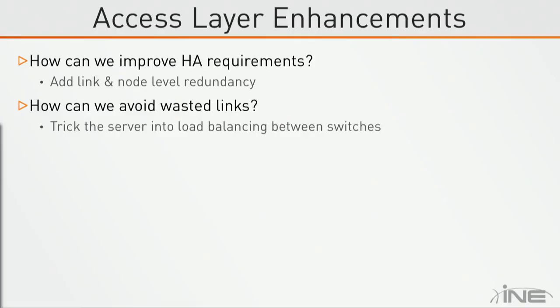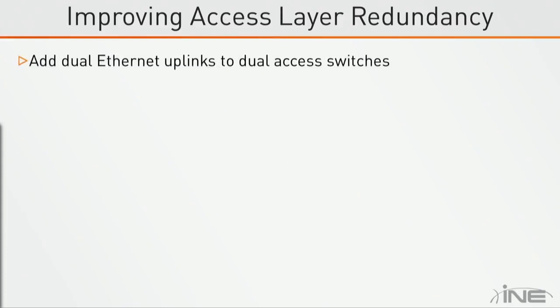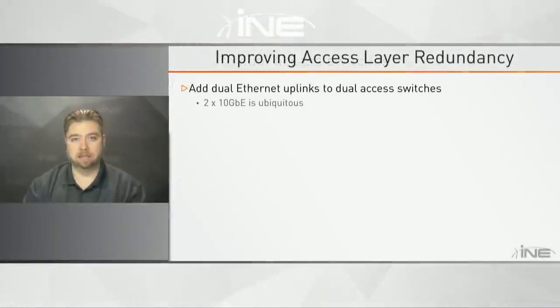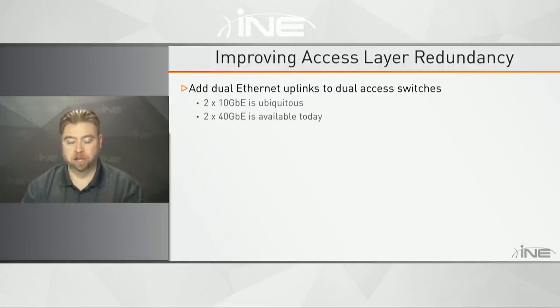Now, the first problem here, how do we improve the redundancy requirements? This is going to be fairly self-explanatory. The way we do this is just by adding dual uplinks. So in today's networks, 10 gig Ethernet is commodity. 40 gig Ethernet is available as cards down to the access layer. Future 100 gig, and then kind of speeds in between there, 25, 50 gig, et cetera, are currently in standardization.